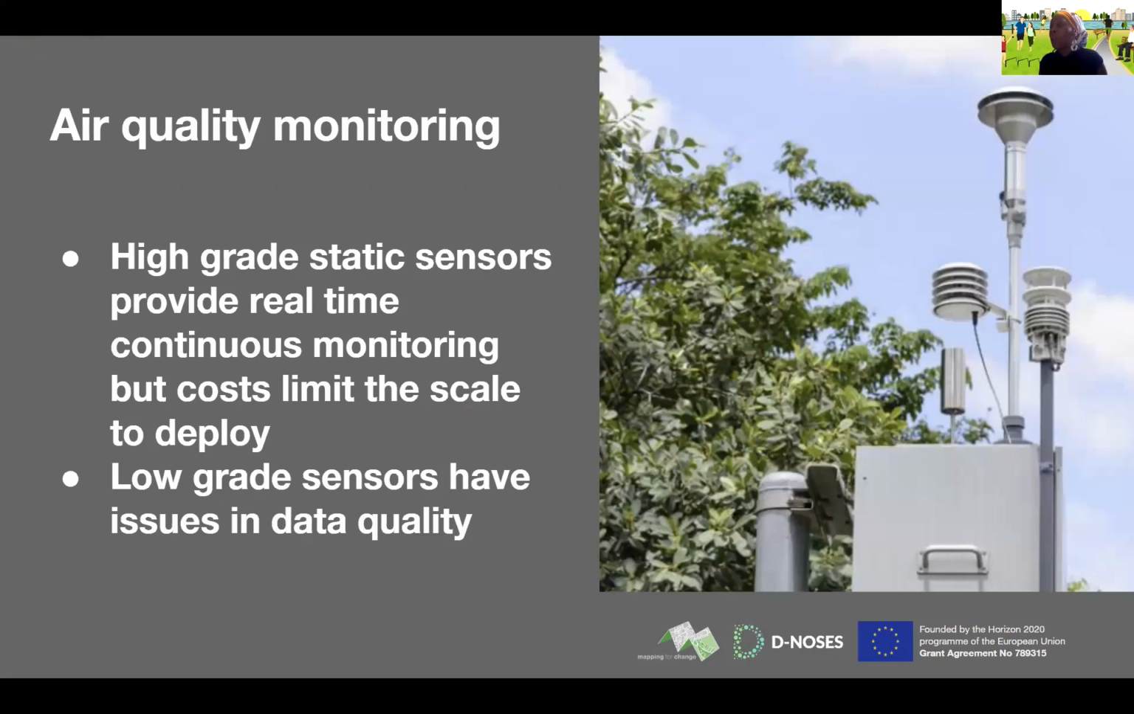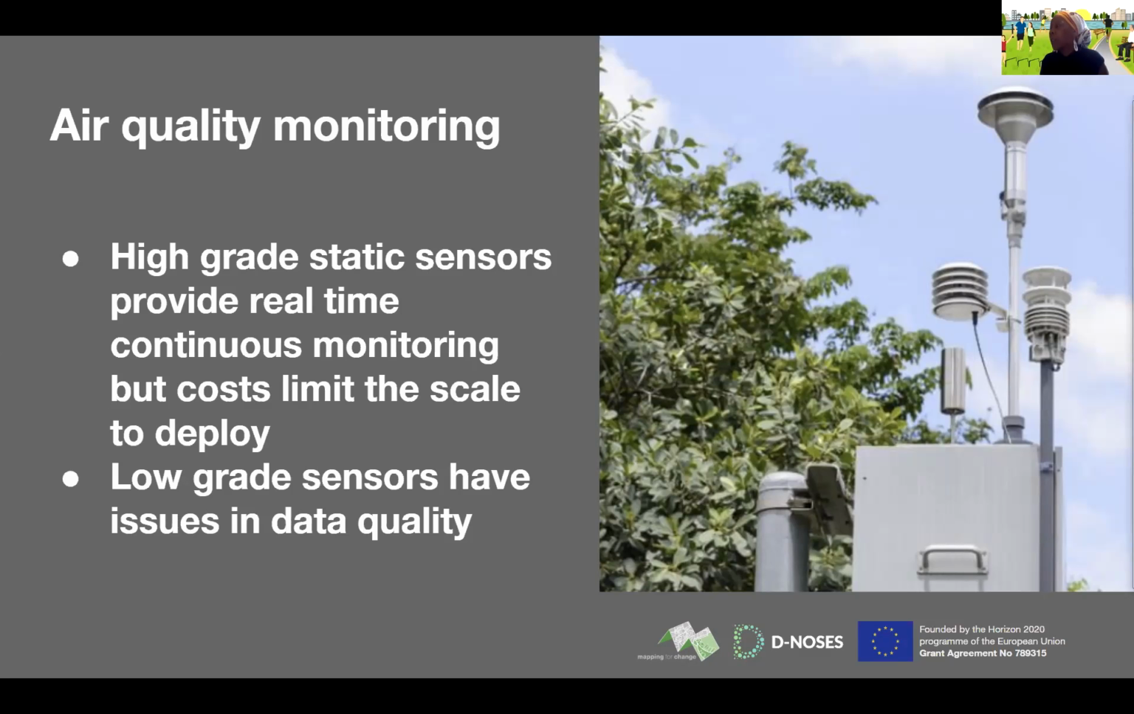Of course, all local authorities are legally required to monitor air quality, where you have large static, high-grade sensors which are deployed within a particular local authority area, which enables that kind of continuous monitoring. However, because of the cost of these large sensors, they are limited in terms of their distribution. So yes, it can give us high quality data, but actually it's in specific locations. As a result, we then have to model air quality to infer what air quality levels are in locations where we don't actually have sensors.